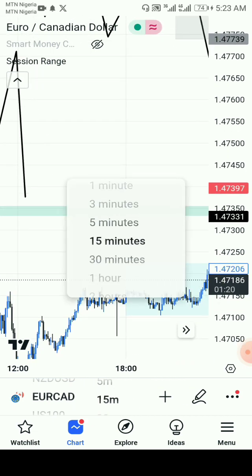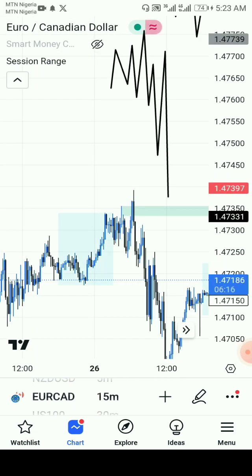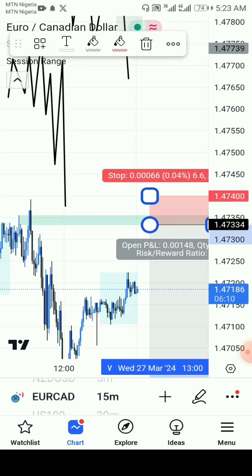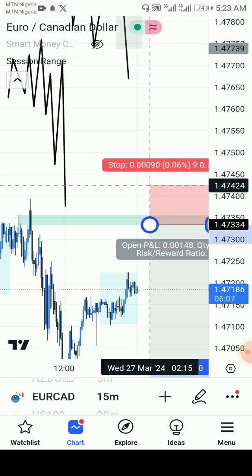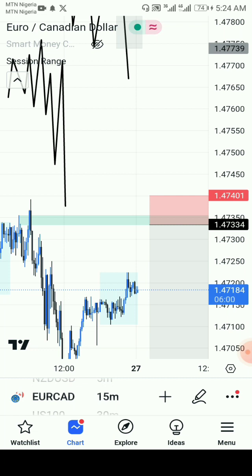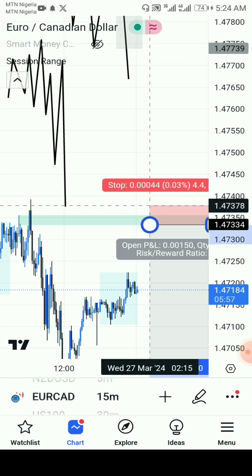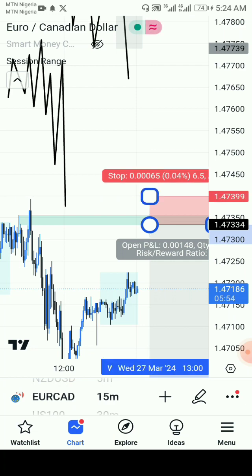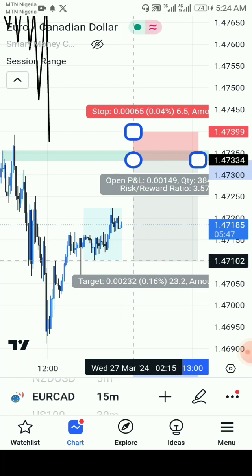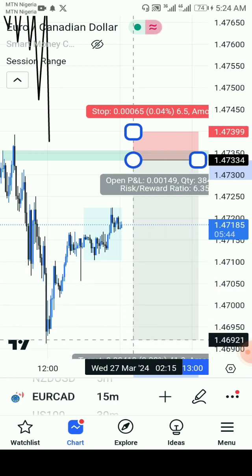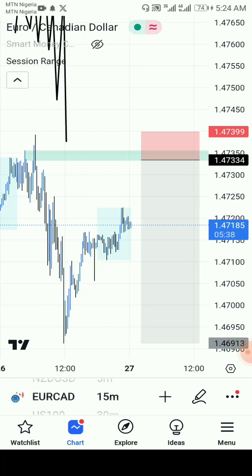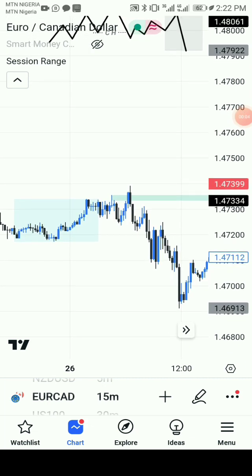I've placed my order here, stop loss at the top for safety. Some other people put their stop loss around here, but I prefer my own at the top to be on the safer side, right? Then I target the low or 1 to 3. So it's either I target the Asian low here or I target the overall low right here. So that is the concept of the Quasimodo.